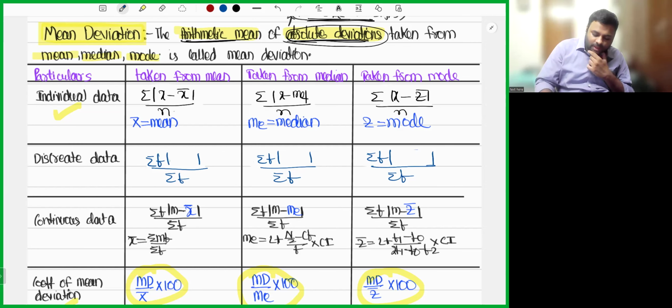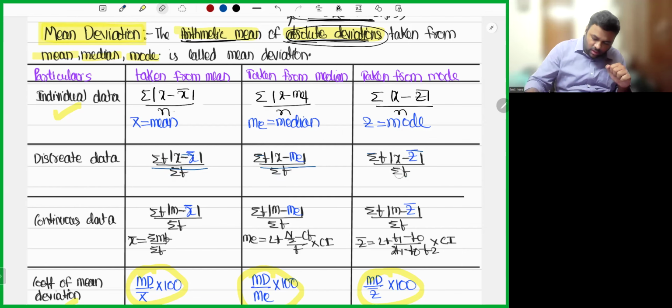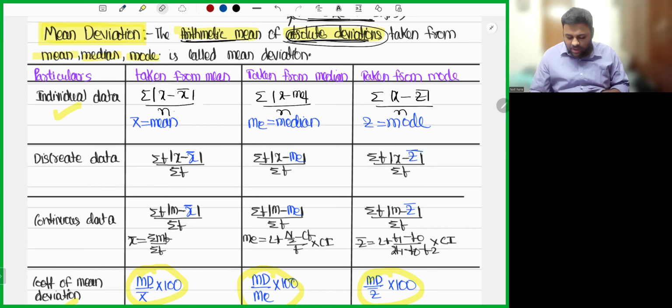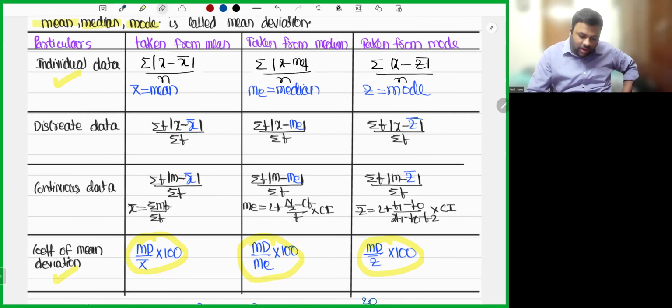Here you'll have x minus mean, x minus median, x minus mode, because you are doing the mean of absolute deviations. So be careful. Next. In the continuous case, my dear friends, instead of x you'll have m, the mid value.